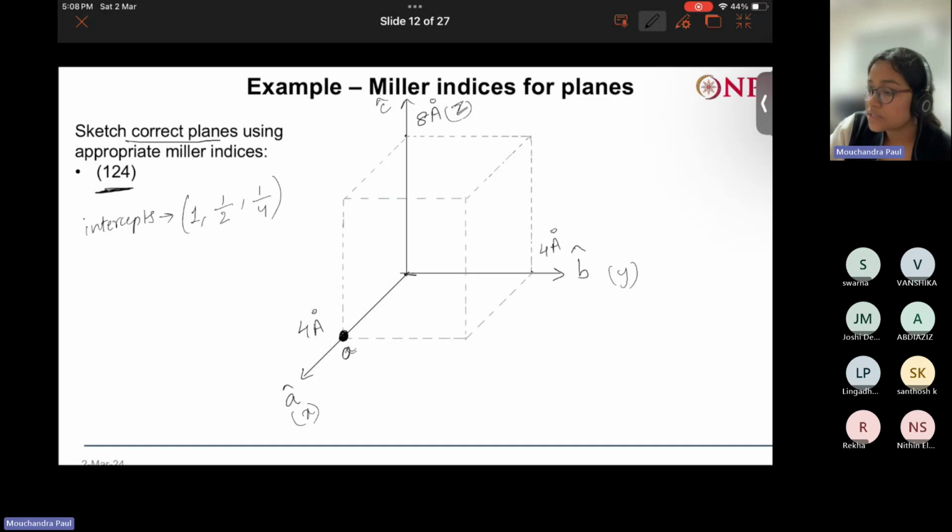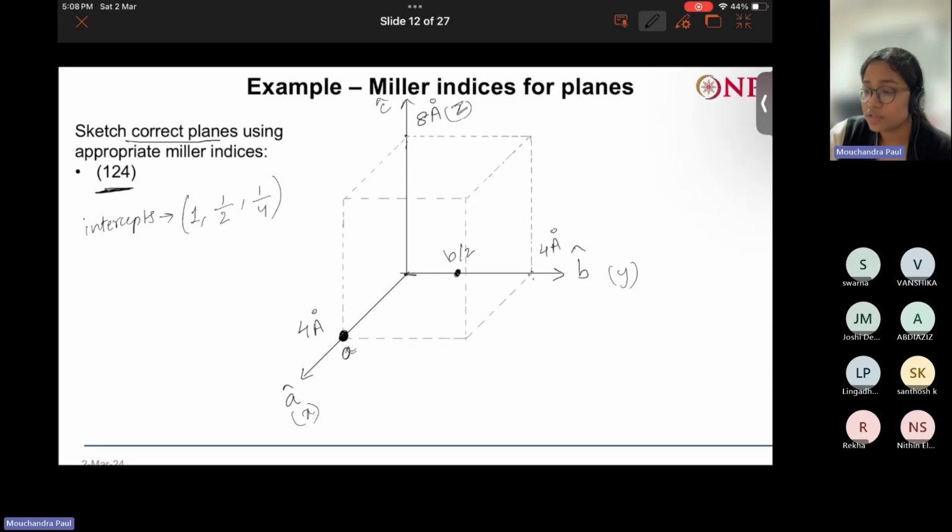Now if this is 4 Angstrom, the half will be somewhere here, B/2, and Z is in, so 1/4 is in Z direction, that is 1/4 of this 8 Angstrom. These are the values of A and B, and we always represent the planes with respect to the axes of unit cell A, B, and C. That is why I'm using the values A, B, and C to find the intersect points.